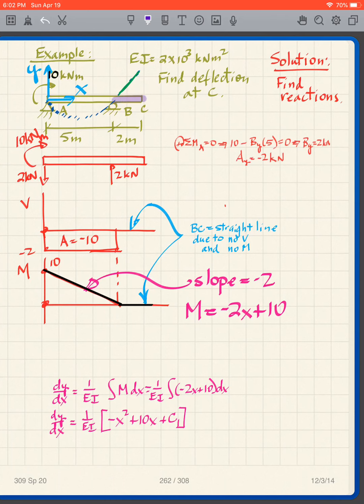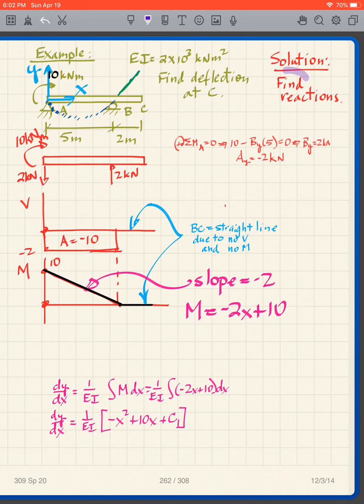Well, C is out here, and what do we know? This portion of the beam has no loading on it, so we know that it will remain straight. When I apply this bending moment, it's going to deform like that, and then it's going to be a straight line from B to C. So as we said, we are going to analyze this portion of the beam, find the slope at that point, and then just use geometry to extend that straight line.